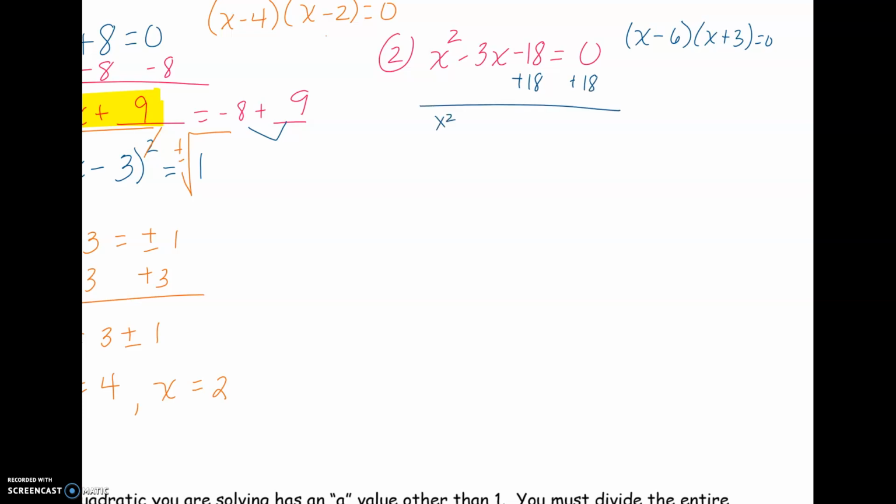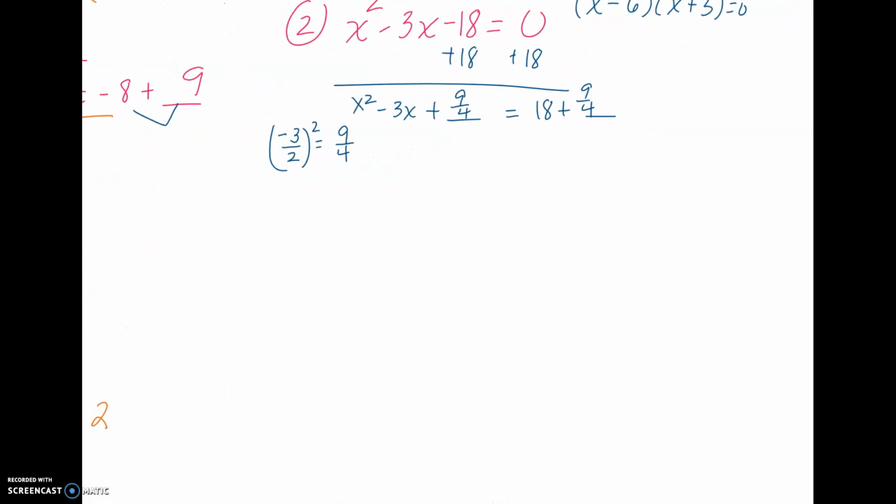And when I do, I get x squared minus 3x plus something equals 18 plus something. To complete the square on the left, I take b, which is -3, and take half of that. So I now have -3 halves, and I square it. -3 times -3 is +9, and 2 times 2 is 4. So when I square it, I get 9/4. That is what I'm adding to both sides, okay?